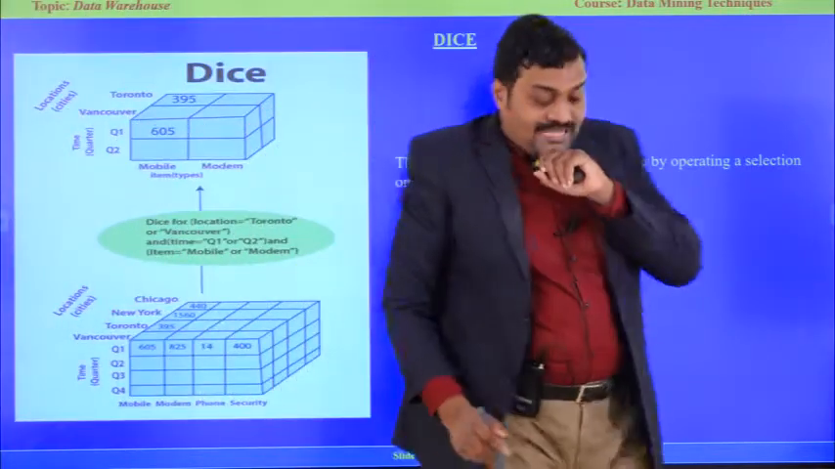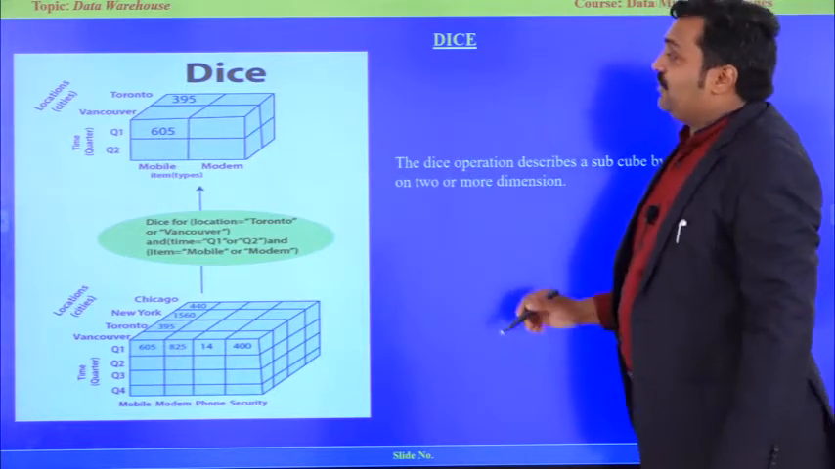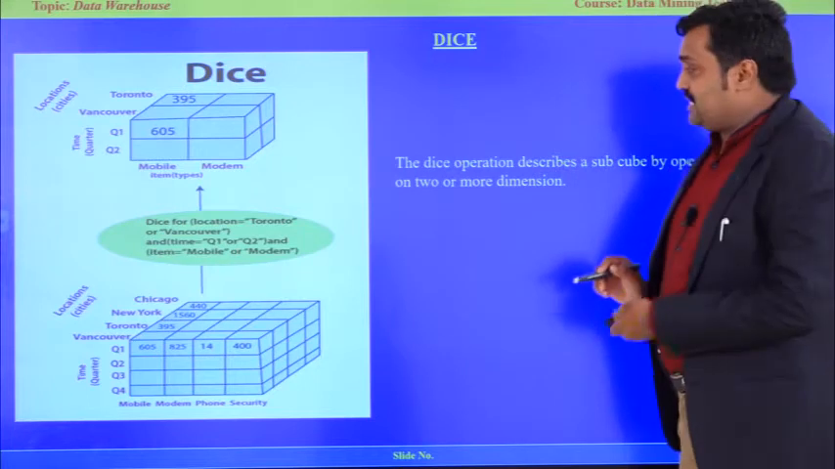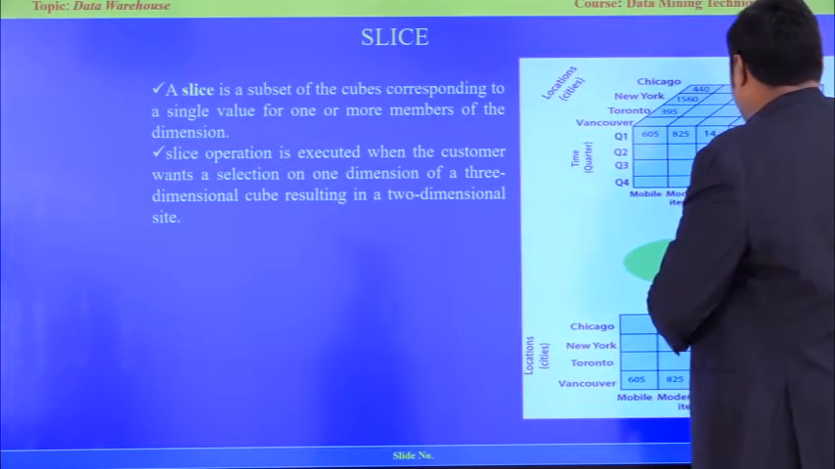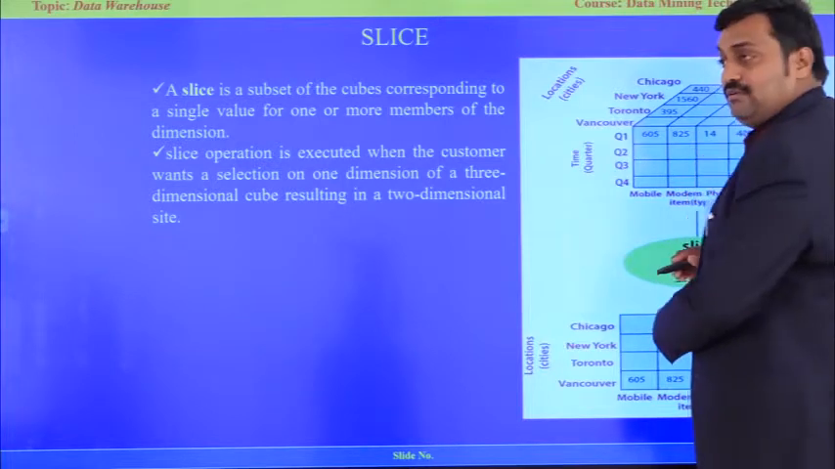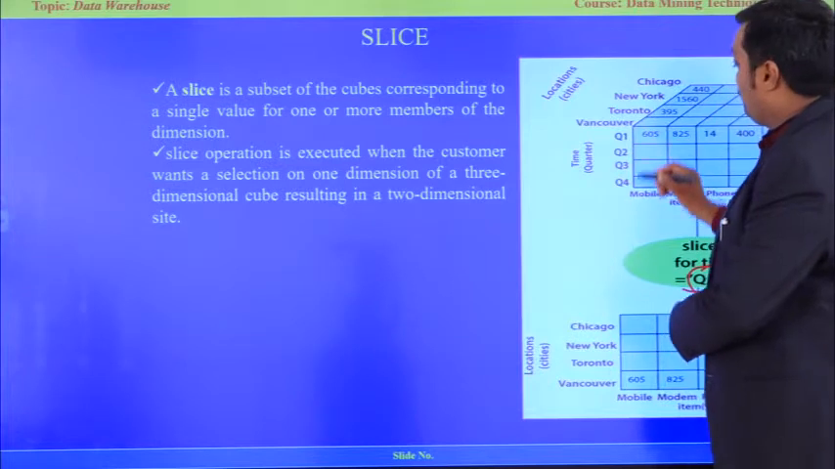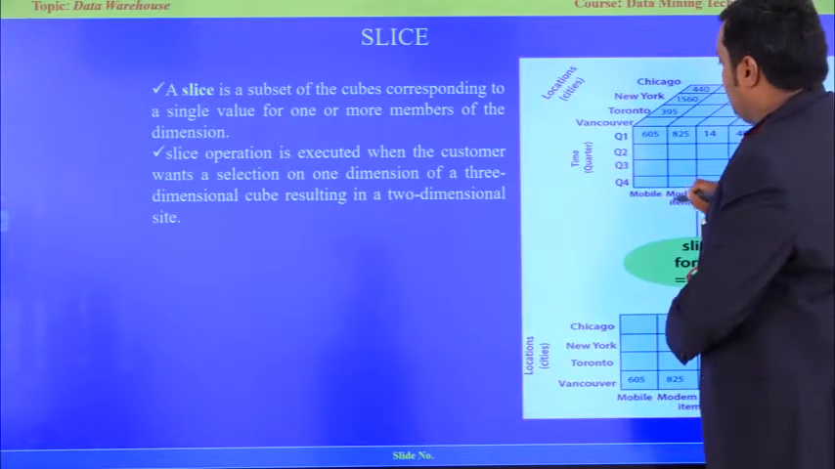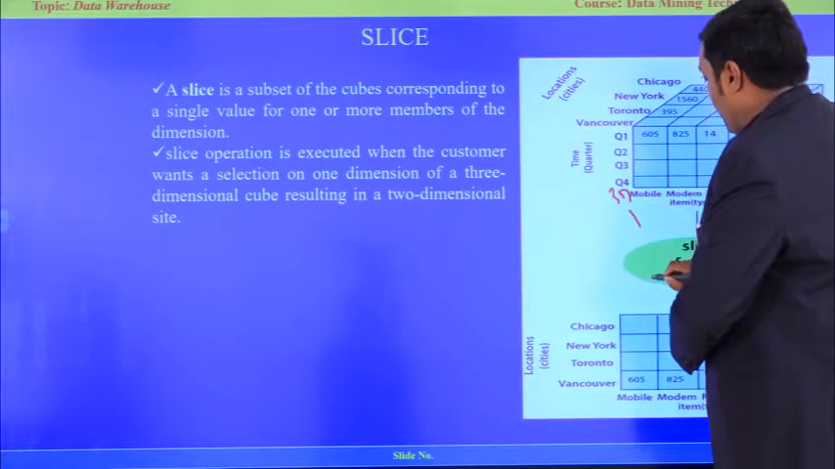The second one is the dice operation. In slice we get one dimension. Here we pass only one condition: I need quarter one information from all the data. So with 3-dimensional data, applying 1D, I get 2D.